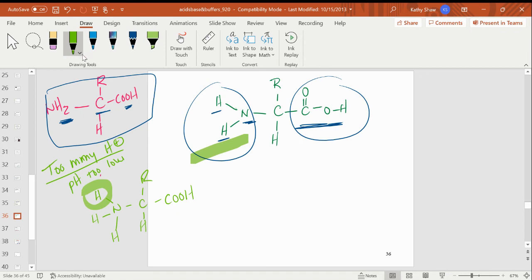Or the other way around, I have too few hydrogens in solution. So what do I mean by that? I mean, my pH is too high. I'm too alkaline. I'm too basic. So what'll I do?